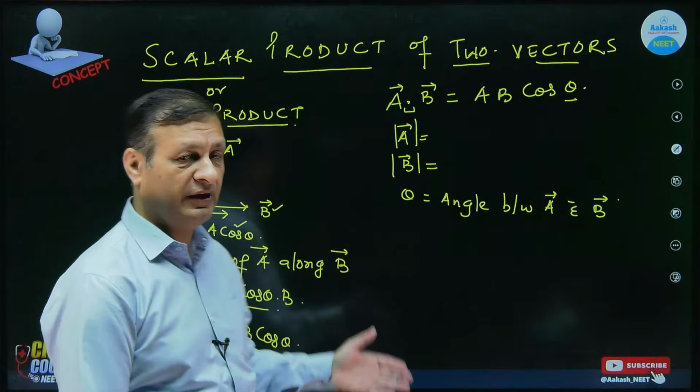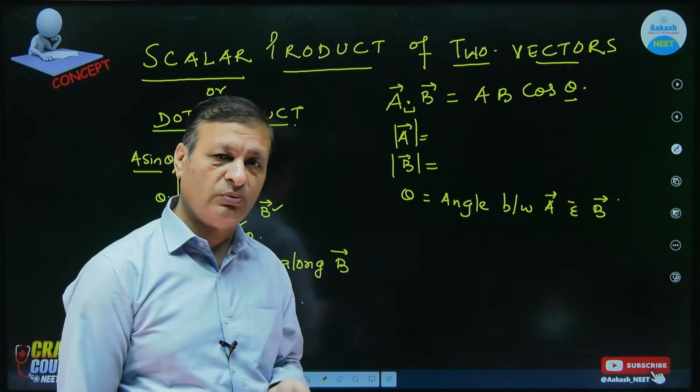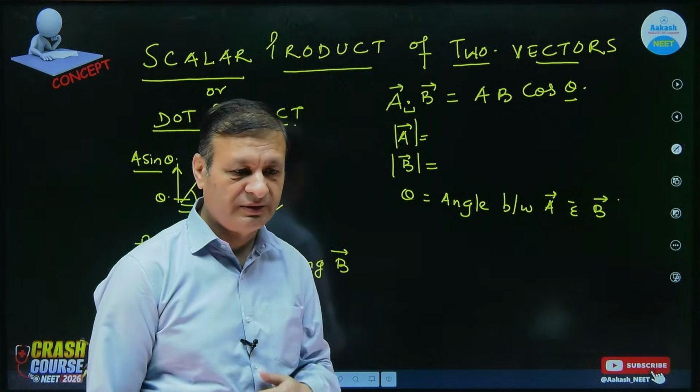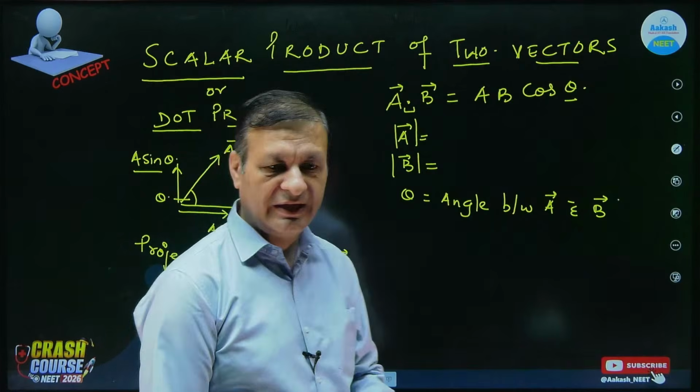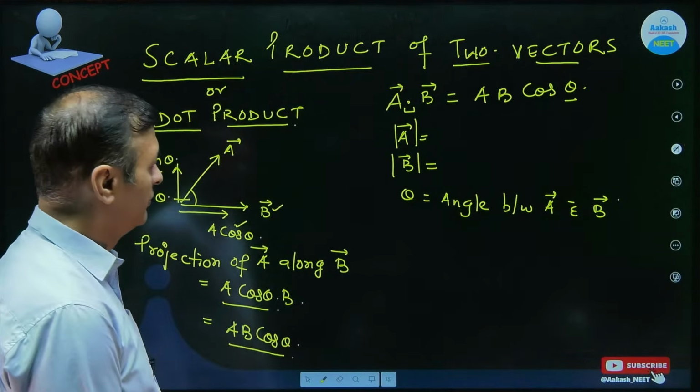So that means when you are defining the projection of one vector along the other vector, that is called the dot product. So any doubt from this part? Any doubt? Okay.